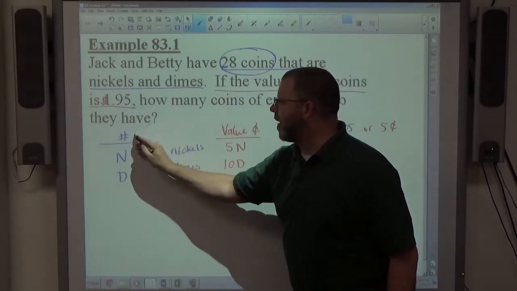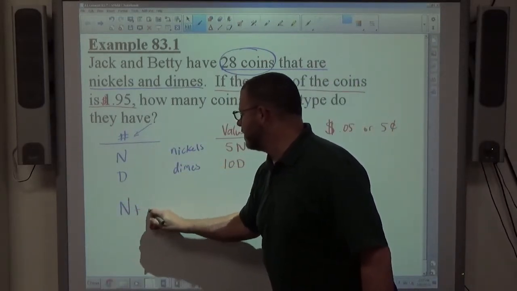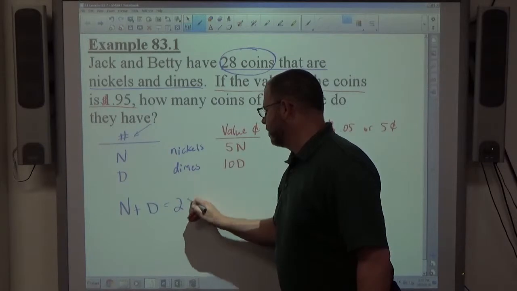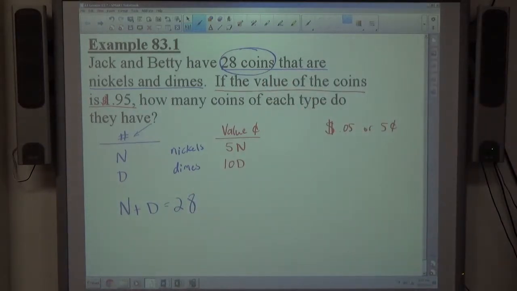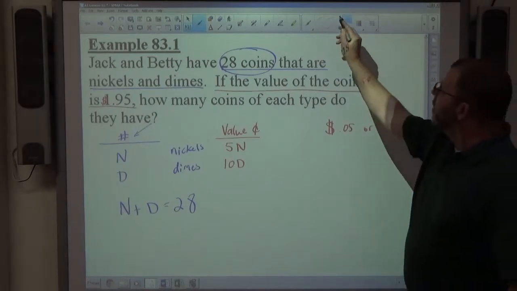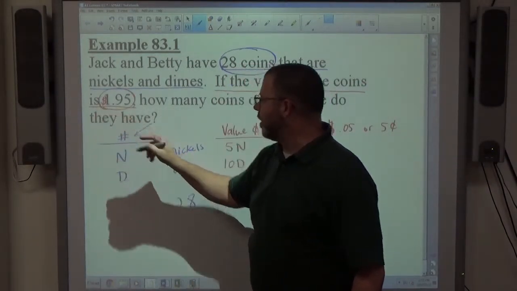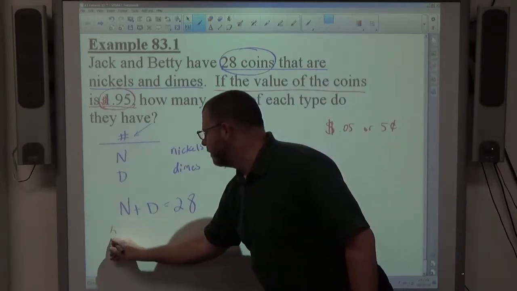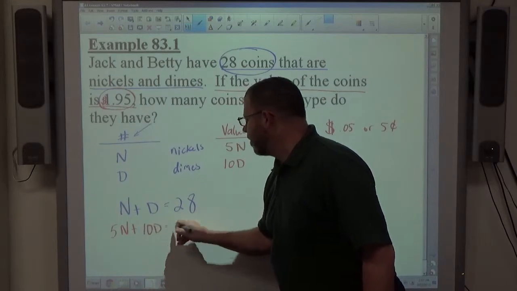28 coins has to do with how many coins, numbers, so we use the number variables: N plus D is equal to 28. So we just take a fact based on what it's telling me to create an equation. The second fact they give me is $1.95 is the value of those coins, so the value of the nickels plus the value of the dimes is equal to the value of the coins.